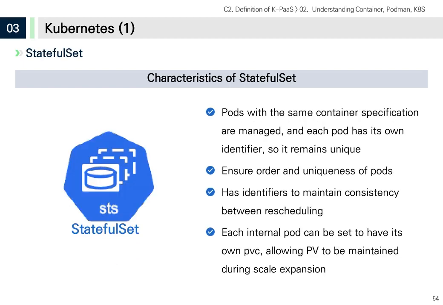A stateful set is a workload API object that you use to manage stateful applications. It manages the deployment and scaling of a set of pods, ensuring the order and uniqueness of the pods. It also manages pods based on the same container specification, maintaining the uniqueness of each pod. Although these pods are created from the same spec, they are not interchangeable. This means that each pod has an identifier that persists across rescheduling.